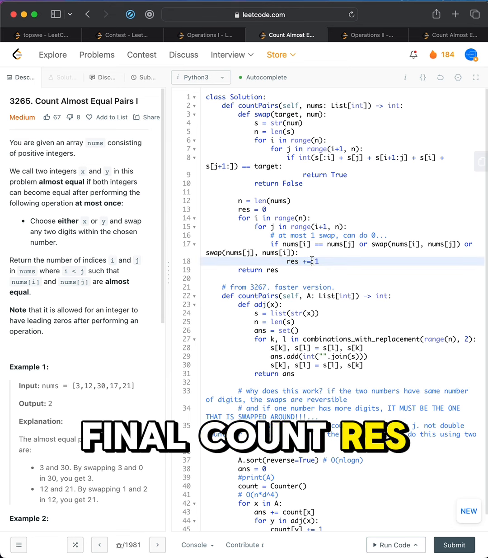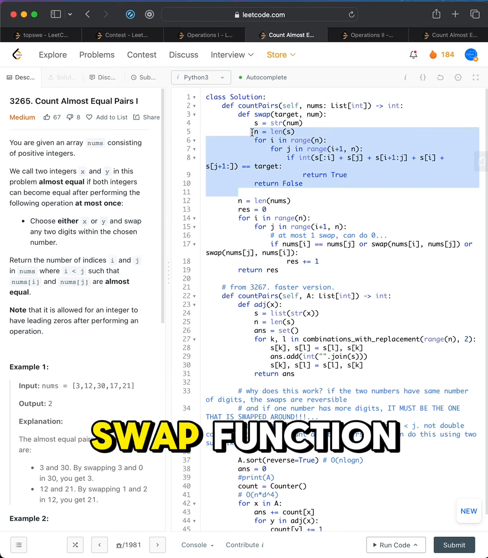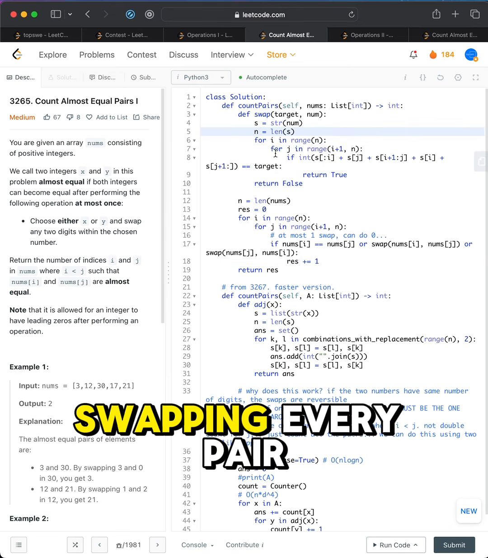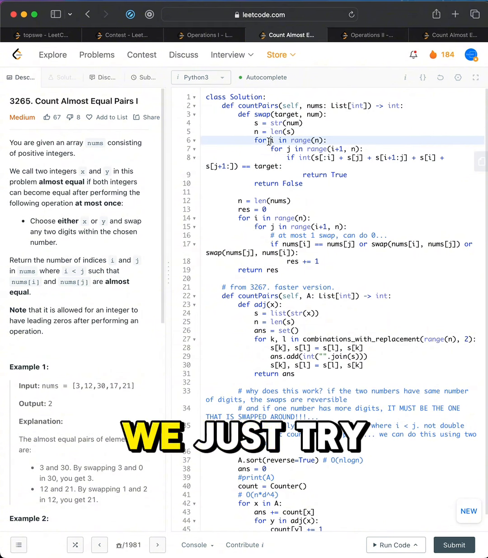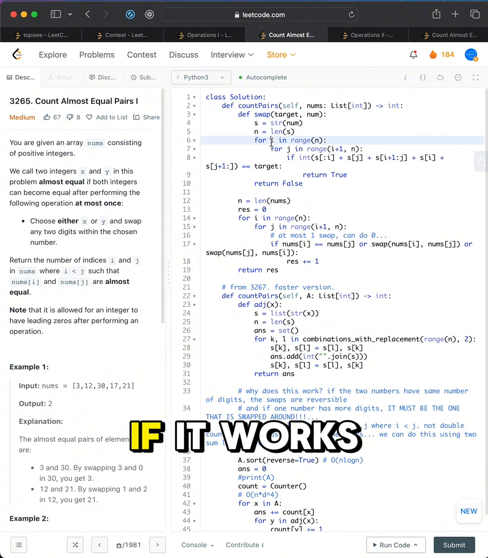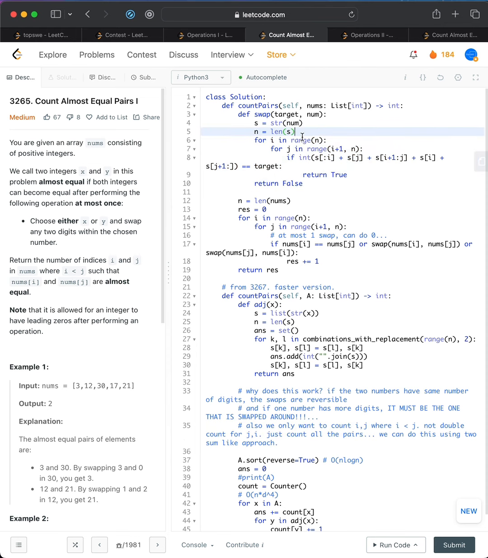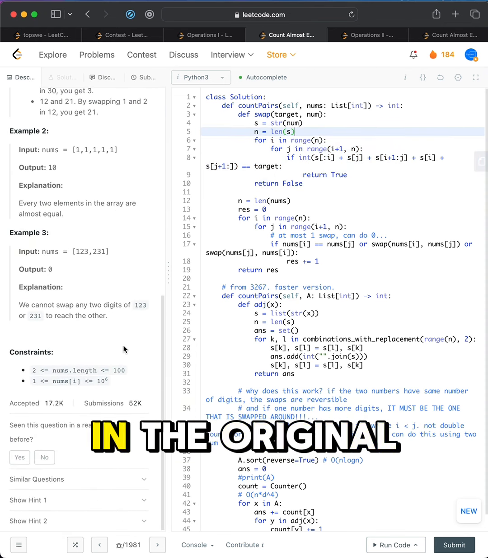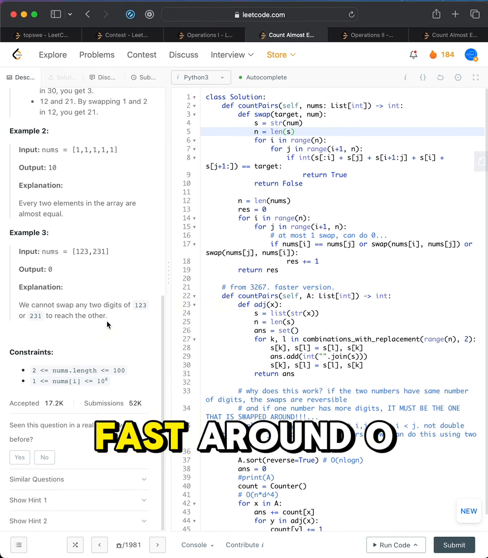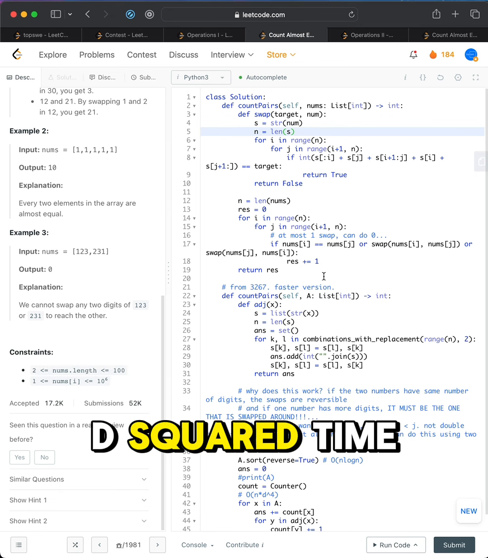And so in our almost equal swap function, we just try swapping every pair of digits in nums and see if it equals target. If it works, then these are almost equal. Since the numbers have at most 7 digits and there are only 100 numbers in the original array, this is very fast, around O of n squared d squared time.